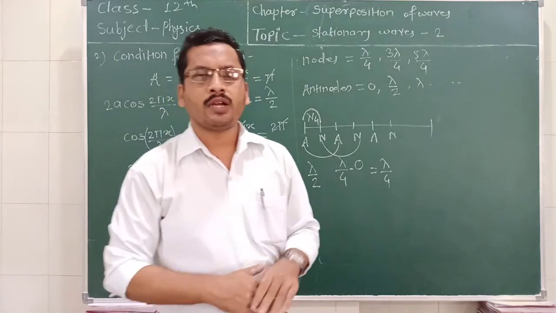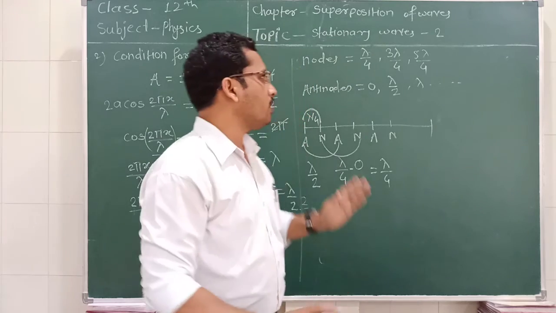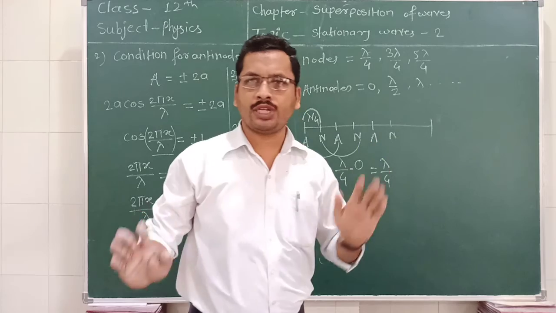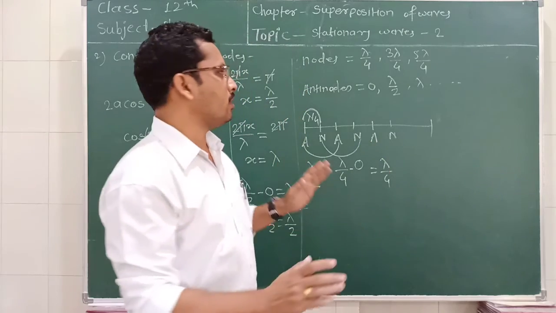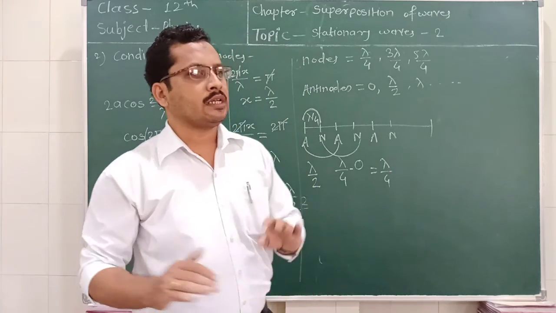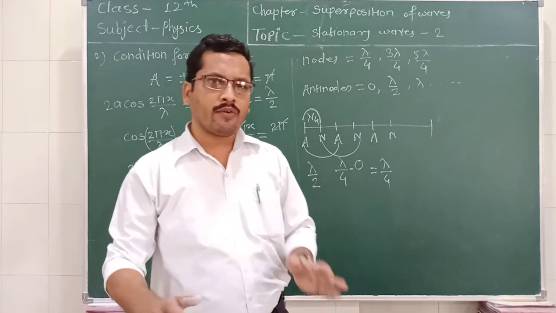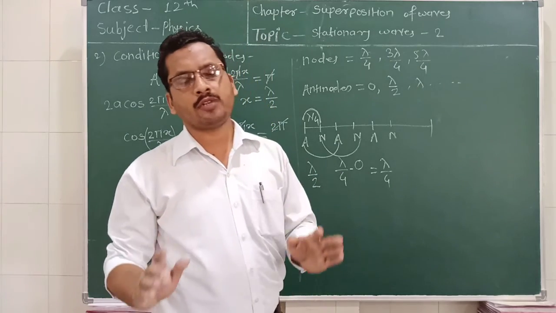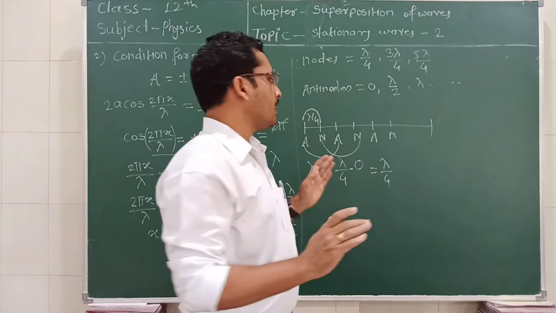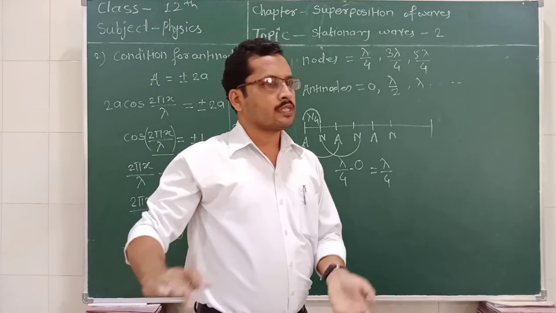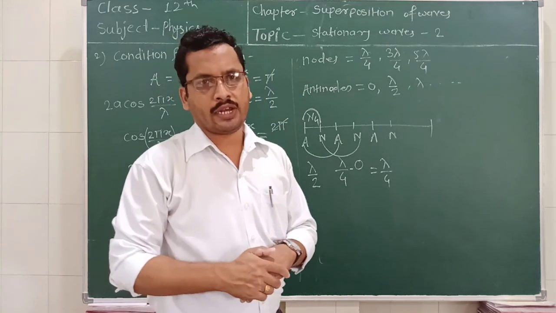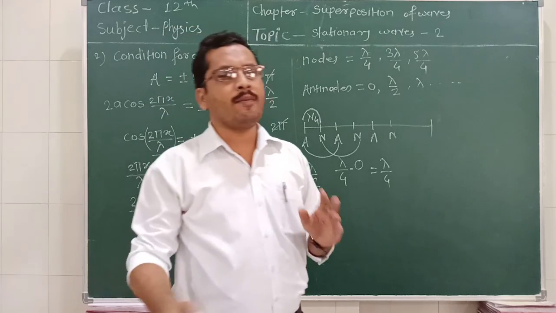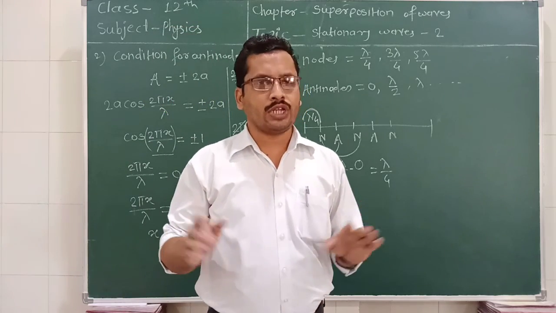In this way, today we discussed all about the stationary wave. In the last lecture we discussed the formation of stationary wave. We came to the point of the equation of the stationary wave. Today we discussed the conditions for node and antinode, the distance between node and antinode, and the distance between two successive nodes and two successive antinodes. In the next lecture we are going to discuss the very important properties of the stationary waves.